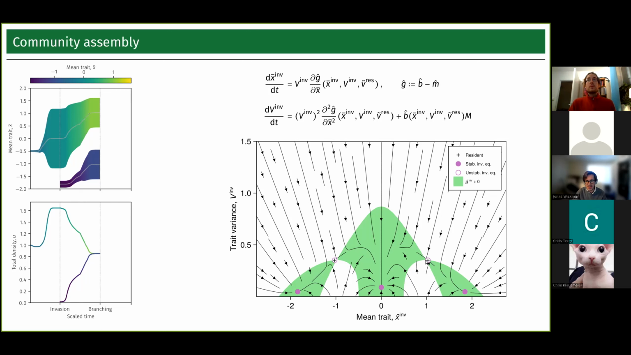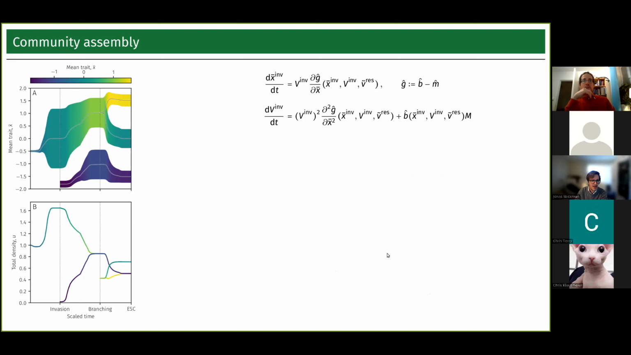And essentially what this means is that this is actually a branching point, which means that rather than putting in a new invader, we can split one of the residents into two, and because it is unstable here, that should mean that they should diverge and branch into two new species. So let's pick this resident over here and split it into two. And if we do that, indeed, we can see that these two branch apart.